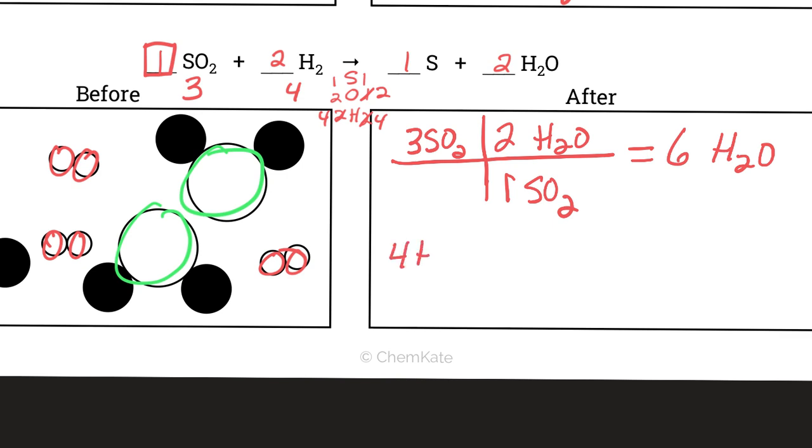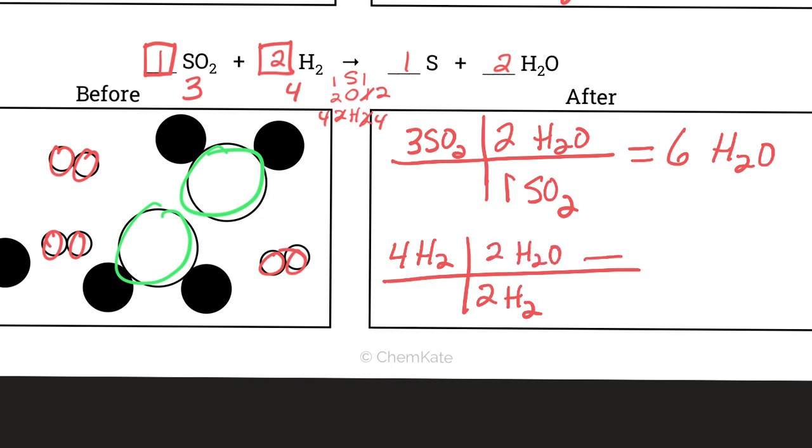Yep, 4H2. H2 on the top, I need, what number is going to go with the H2? Yep. And now the same thing goes on the top, H2O. How many do I get? 4 times 2 is 8, divided by 2, I get 4.